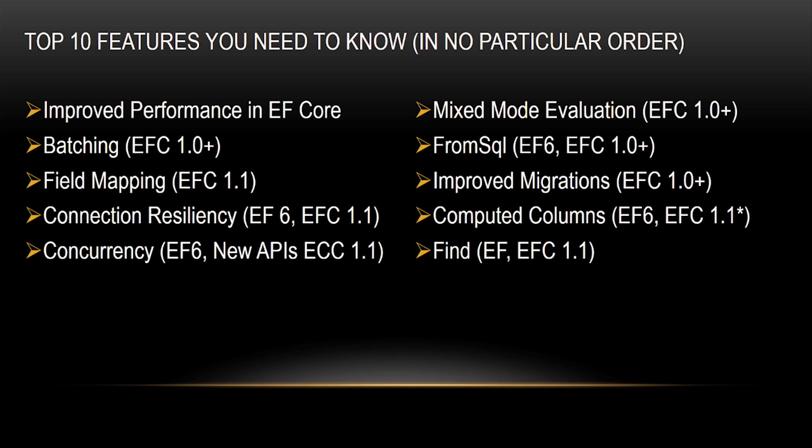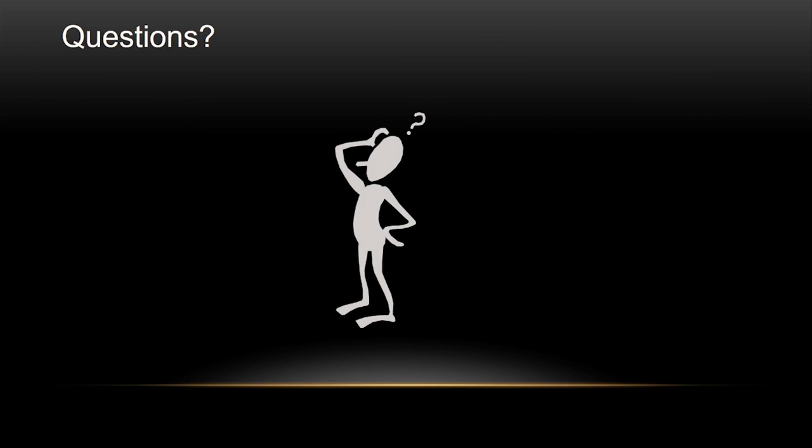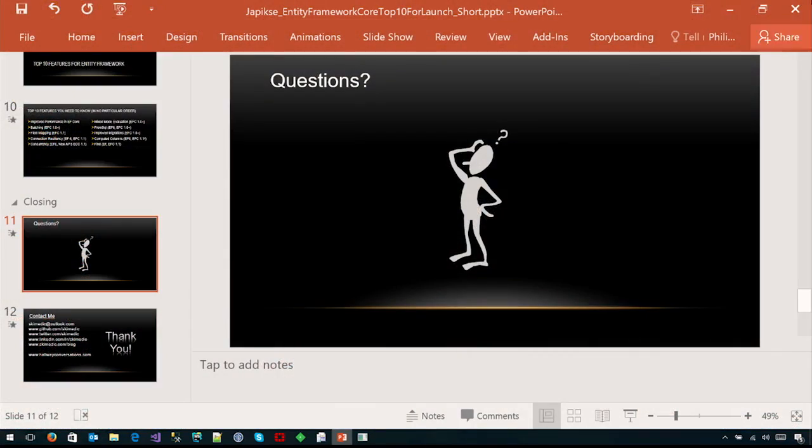Connection resiliency, brought back into EF Core with 1.1. Concurrency, mixed mode evaluation. The from SQL, that is using raw SQL to populate your models. Improved migrations. Now, I say migrations, there's probably several of you out there that just groaned having been burned by migrations in the past. Much, much better in EF Core. Computed column support, and then find, which was brought back. And that is the last slide. We're going to dive right into code.